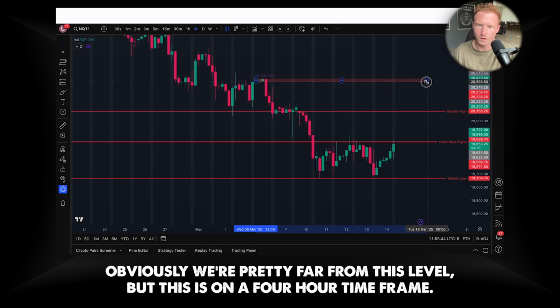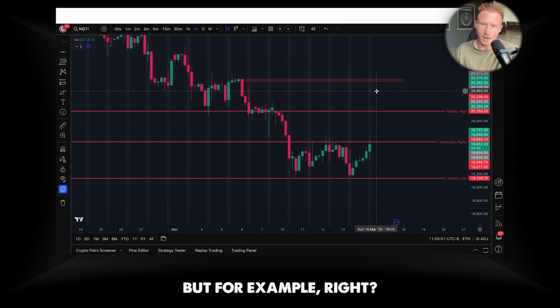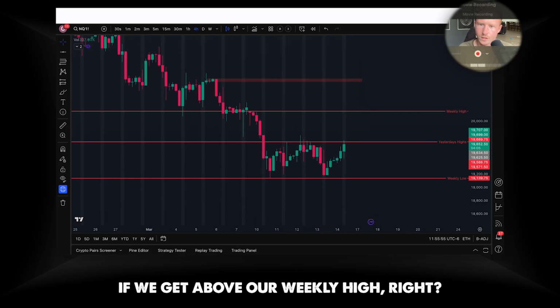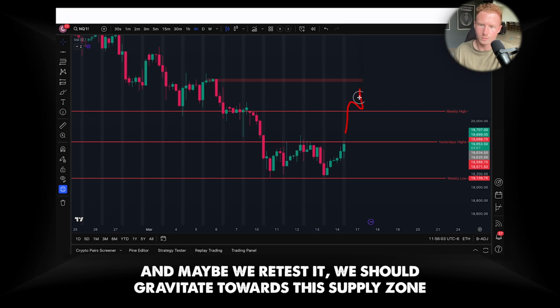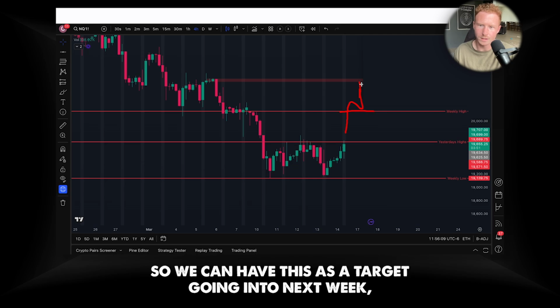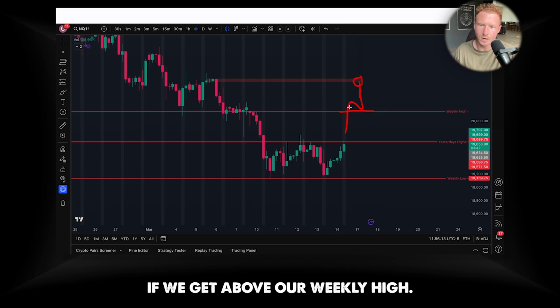Obviously, we're pretty far from this level, but this is on a 4-hour time frame. But for example, this would be a great trade idea going into next week. If we get above our weekly high, and maybe we retest it, we should gravitate towards this supply zone if we hold above this weekly high. Okay, so we can have this as a target going into next week if we get above our weekly high.